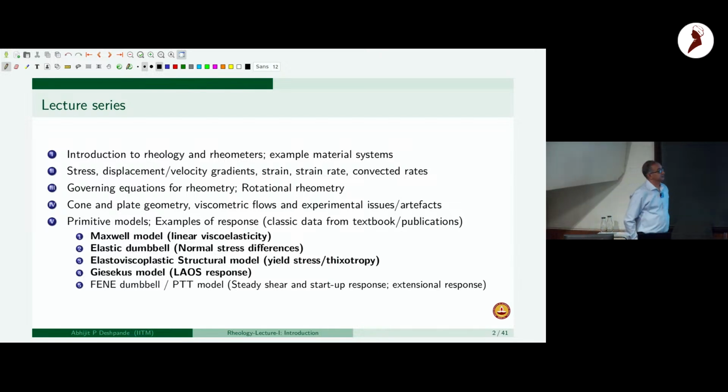Okay, so this is what I had laid out as what I had planned to look at in all of these different lectures. First was introduction, then followed by a look at variables which are involved in rheology.